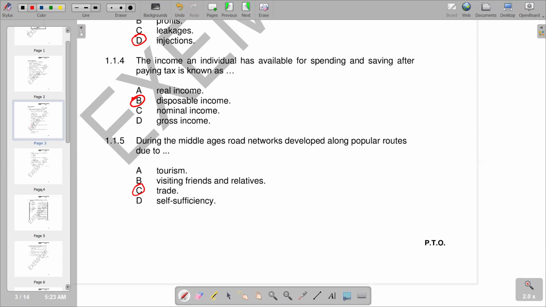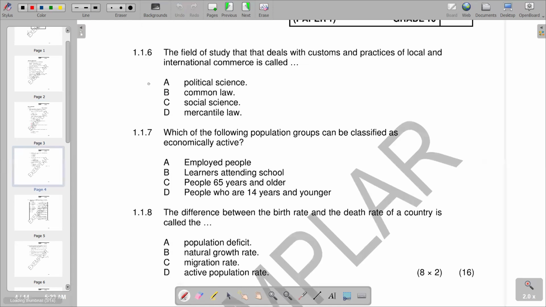So moving on to the next page, 1.1.6 reads: the field of study that deals with the customs and practices of local and international commerce is called, and we've got political science, common law, social science, mercantile law. So according to the responses that we have got, mercantile law is the correct one.